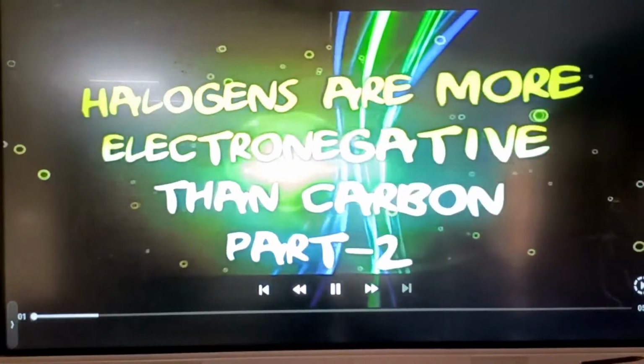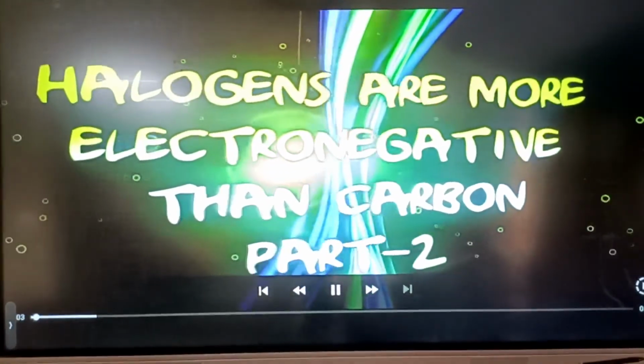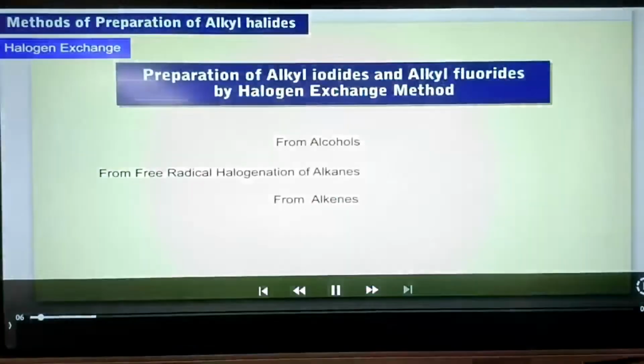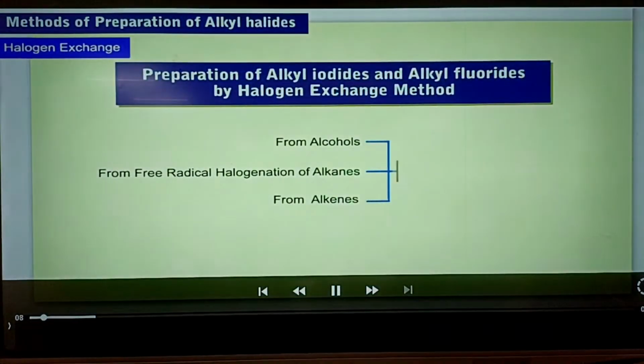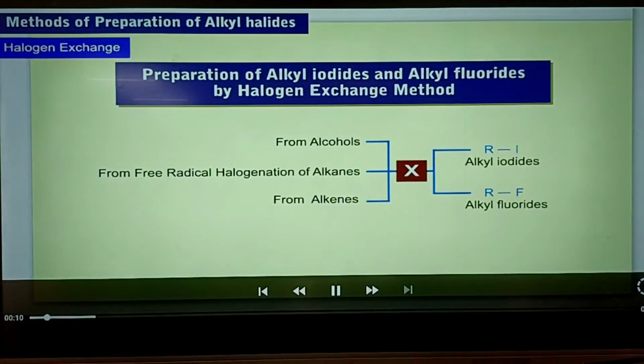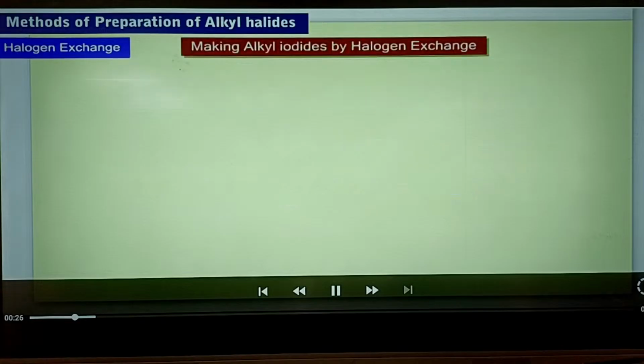Halogens are more electronegative than carbon. Part 2. You may have noticed that most reactions discussed so far are not typically used to prepare alkyl iodides or alkyl fluorides. In many cases, this is because the reactions are thermodynamically unfavorable with iodine. Instead, halogen exchange is a more reliable route to prepare alkyl iodides.